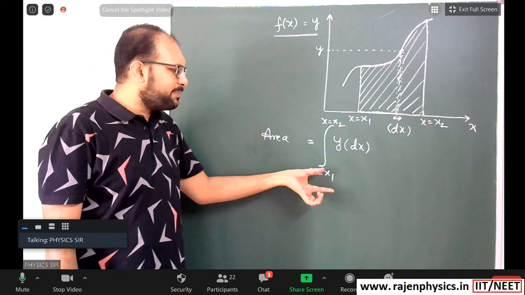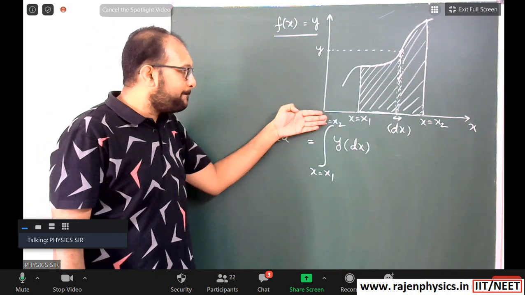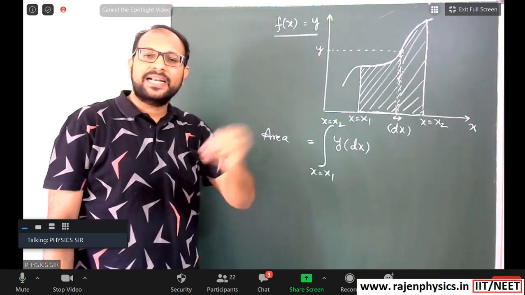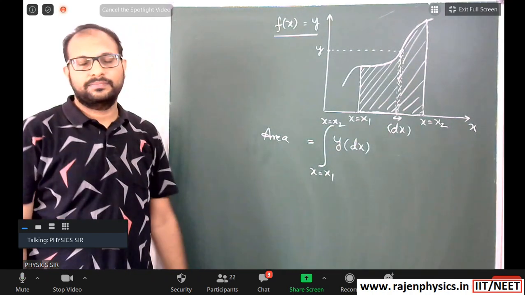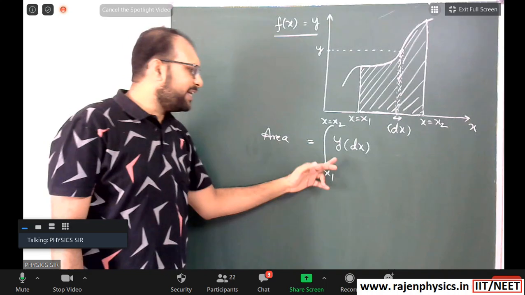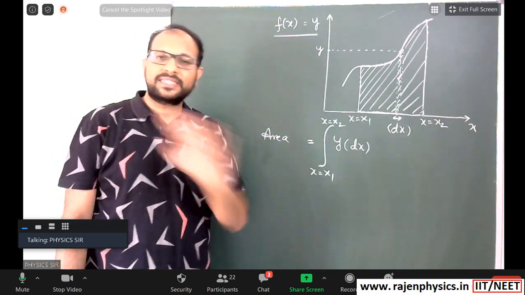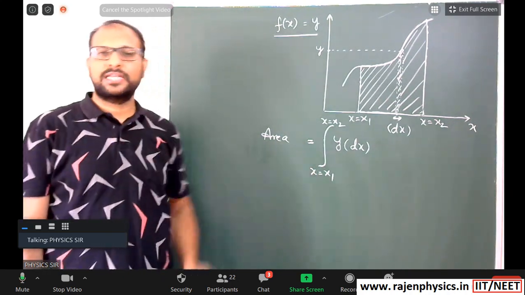Suppose limits are mentioned, it is the lower limit and the upper limit. Suppose limits are not mentioned, that is the general integration, meaning indefinite, because you don't know from where to where. Now it is a definite integration. Both are the same. Indefinite means limits not mentioned, that's all. Definite means limits mentioned, just like our differentiation also.